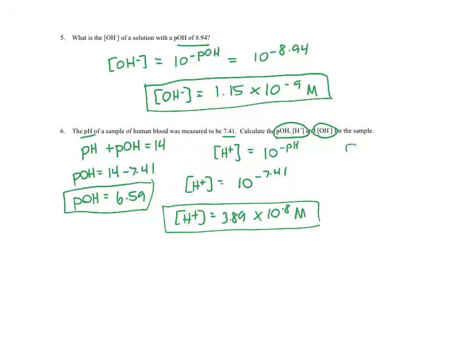And then finally it's asking you for the OH minus concentration. And again, I have a number of options. I can take the H plus and the 1 times 10 to the negative 14th and use that. Or I can take the 10 to the negative pOH. I'm going to use that one. There's no really particular reason why. The H plus times OH minus equals 1 times 10 to the negative 14th would work just as well here, so it's really just a preference. So I'm going to do 10 to the negative 6.59, and I should get 2.57 times 10 to the negative 7th molar.